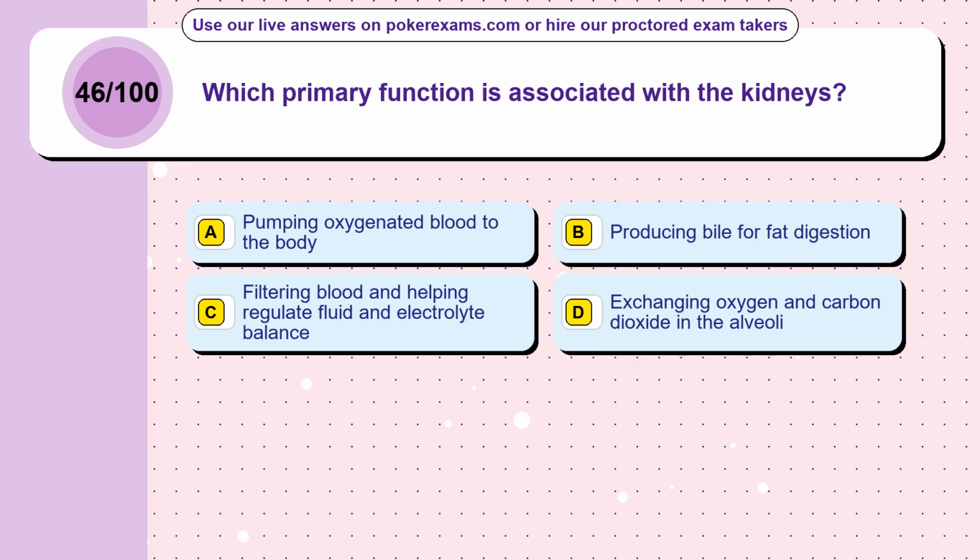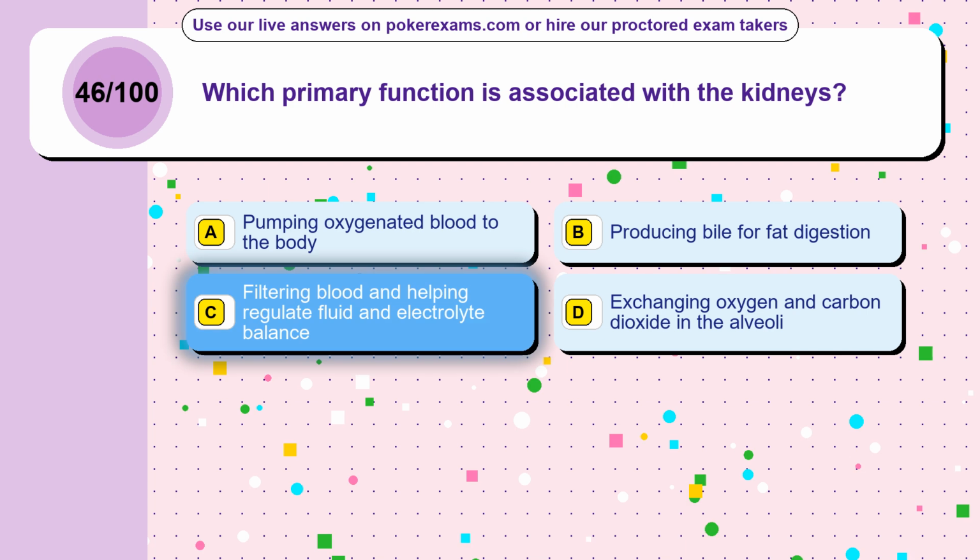Question 46. Which primary function is associated with the kidneys? Option A. Pumping oxygenated blood to the body. Option B. Producing bile for fat digestion. Option C. Filtering blood and helping regulate fluid and electrolyte balance. Option D. Exchanging oxygen and carbon dioxide in the alveoli.